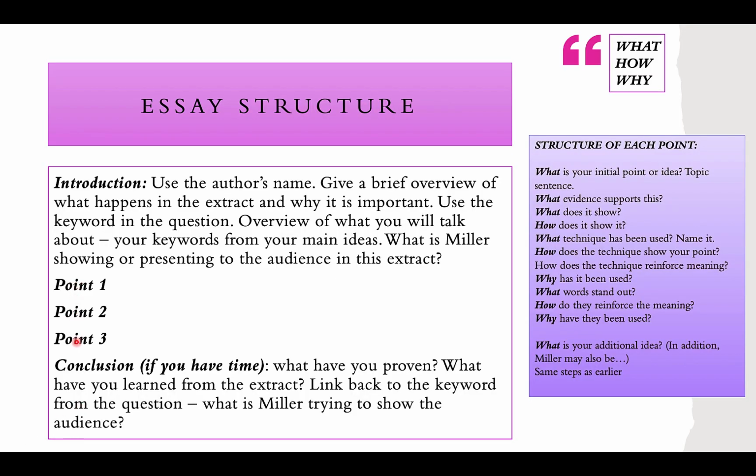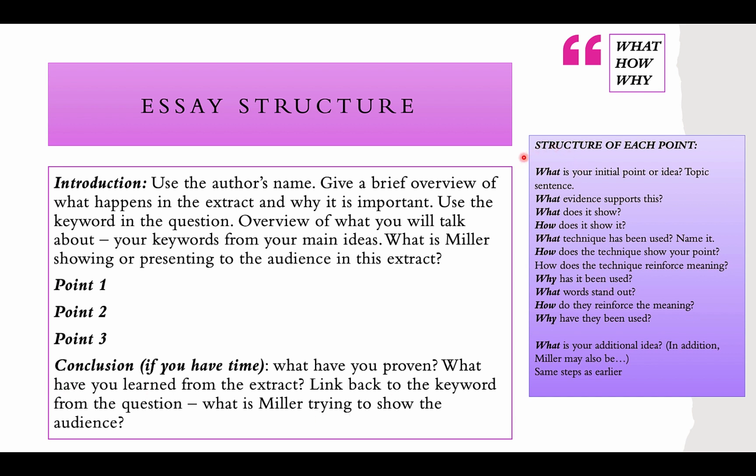Then you've got your 3 different points, which we've got a plan for, and then the conclusion, if you have time, 1 or 2 sentences. Just think about what you've proven in terms of the question. In this instance, what have you proven in terms of the relationship, how it's presented to you, why it's presented in a certain way? What have you learned from the extract in terms of the relationship? Link back to the keyword. Think about what Miller is trying to show the audience, what he wants to leave you with, what he wants you to learn or understand.